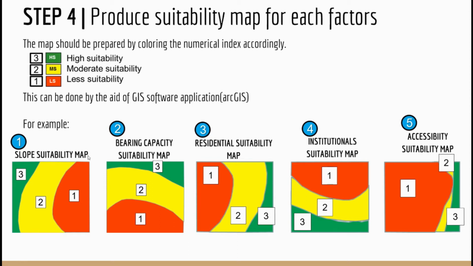Okay. So for example kita tengok slope suitability map. Kenapa dekat hijau ni dekat nombor 3? Sebab high suitability lah. Okay. Nombor 2 kita noted kat sini, index ni 2, 1 for less suitability. Same goes to other 5 maps lah, untuk bearing capacity, residential suitability map, institutional and also accessibility suitability map. Okay.